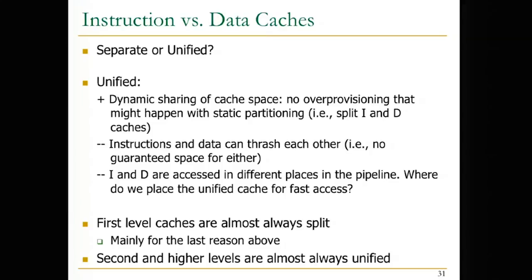Okay, and today, second and higher levels are almost always unified because you don't want to get into the static partitioning. And we will talk about static versus dynamic partitioning later on in the context of multi-core. If you have multiple cores accessing the cache, do you want to have a shared cache, unified cache, or do you want to have statically partitioned cache? Same problem exists over there.